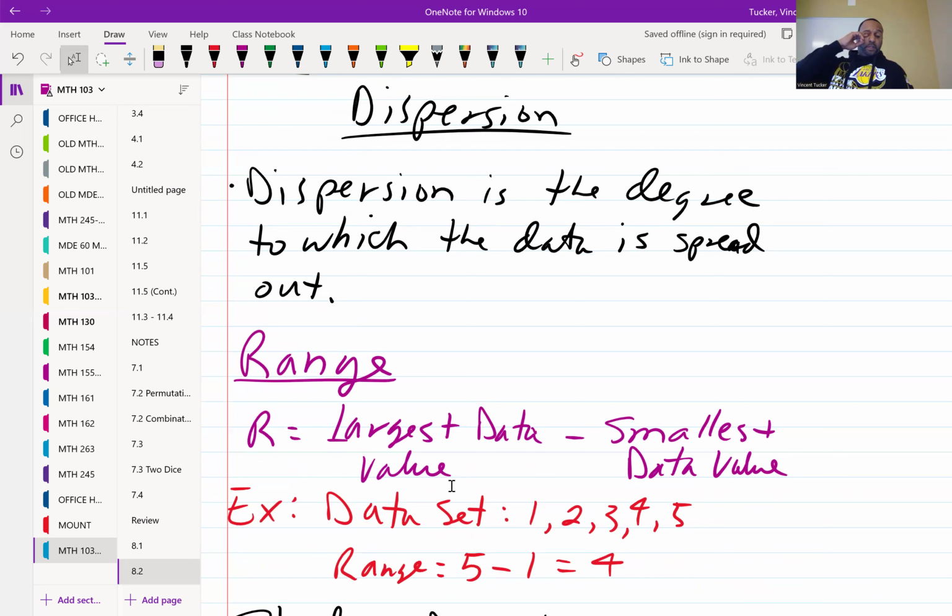All right. First thing here is the range. So you have your largest data value minus the smallest data value. So if our data set is 1 through 5, once again, we'll take 5 minus 1, which would be 4.